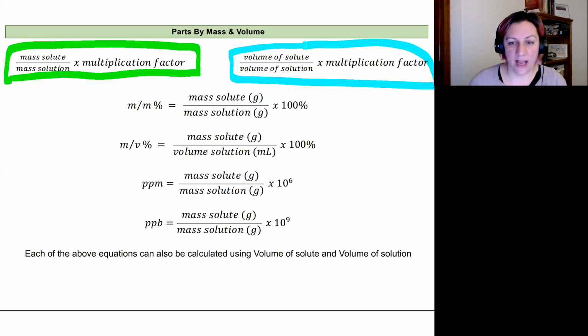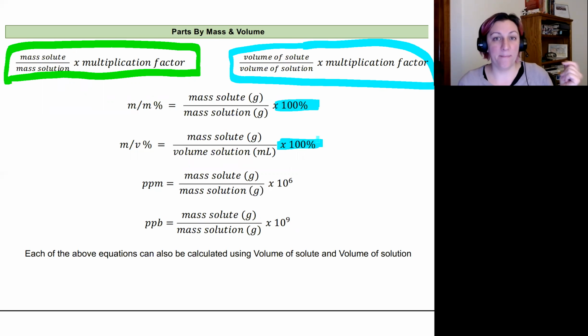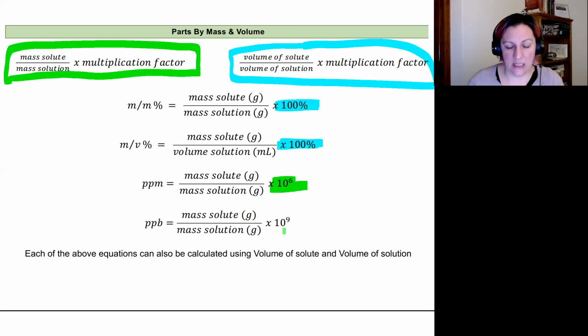That multiplication factor will be 100% for percent mass per mass or percent mass per volume. There's also percent volume by volume. And we'll see that multiplication factor be 10 to the 6th for parts per million or 10 to the 9th for parts per billion. But for all of these, we're still looking at the mass of the solute versus either the mass or the volume of the solution. And so a key piece of this is that this denominator is always relative to the solution, just like molarity, but not like molality.